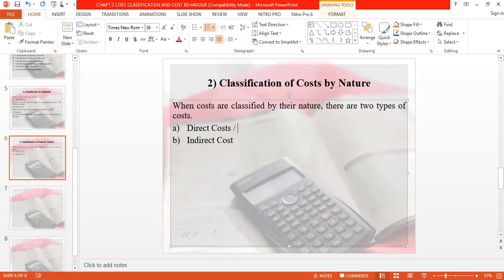Direct costs are also known as prime costs. So when you hear somebody talking of prime costs, those are direct costs. Indirect costs are also called overheads. So when you hear somebody talking of overheads, those are indirect costs. So we are saying that there are two ways of classifying costs.